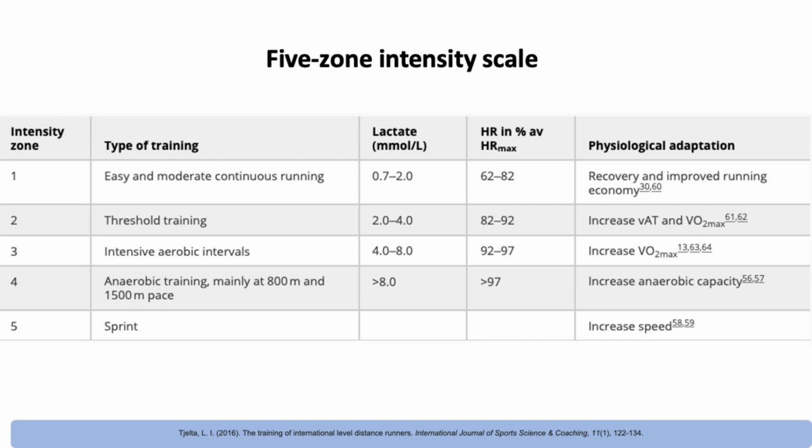Zone 3 was called intensive anaerobic intervals at 92 to 97% of maximal heart rate. Zone 4, anaerobic training, greater than 97% of maximal heart rate. And Zone 5, classified as sprinting. Using this approach, the practitioner can obtain a clear picture of the type and intensity of sessions simply by looking at the athlete's zone number in the training diary. As long as the practitioner or the athlete documents the intensity in some manner, such as RPE or zone, a measure of internal load is available.